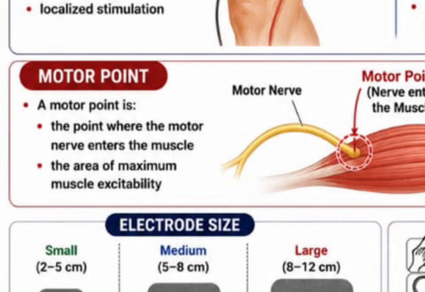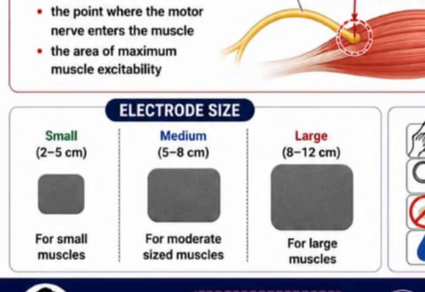So, bipolar placement, monopolar placement, and the electrode must be placed on the motor point, on the muscle belly, over the nerve that supplies it, which is the motor nerve innervating the muscle. The electrode size should be 2 to 5 centimeters for small electrodes, for smaller muscles, 5 to 8 centimeters for medium muscles, and for large electrodes, for large muscles, 8 to 12 centimeters.